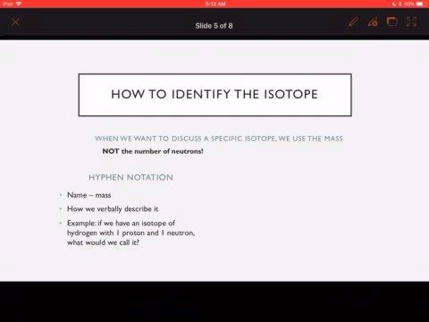All right, so we have an isotope of hydrogen with 1 proton and 1 neutron. What would we call it? Hopefully you got hydrogen 2. So our hydrogen, that's element 1, so that means it has 1 proton. And so if we have 1 neutron then, 1 plus 1 is 2. So hydrogen 2.